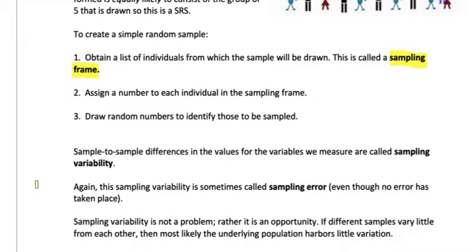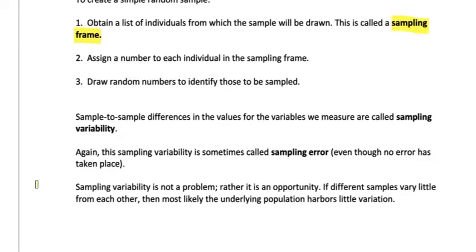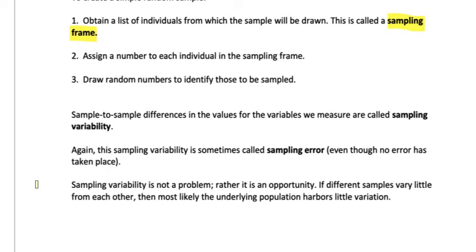And again, we are going to see slight sample to sample differences. That's called sampling variability or sampling error. It's not a problem, it's a good thing because it means that our sampling method is a good method. It means that we're getting a very representative sample of the population.